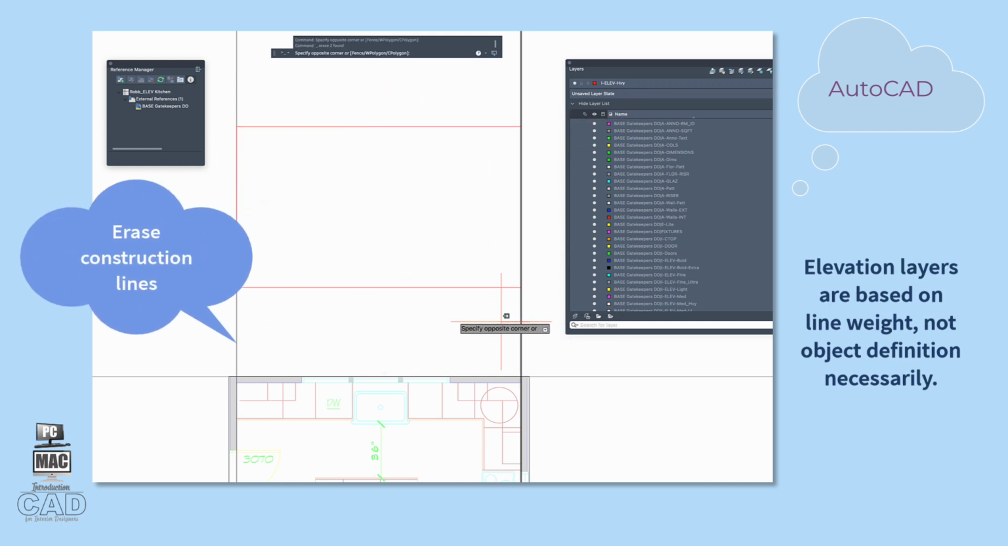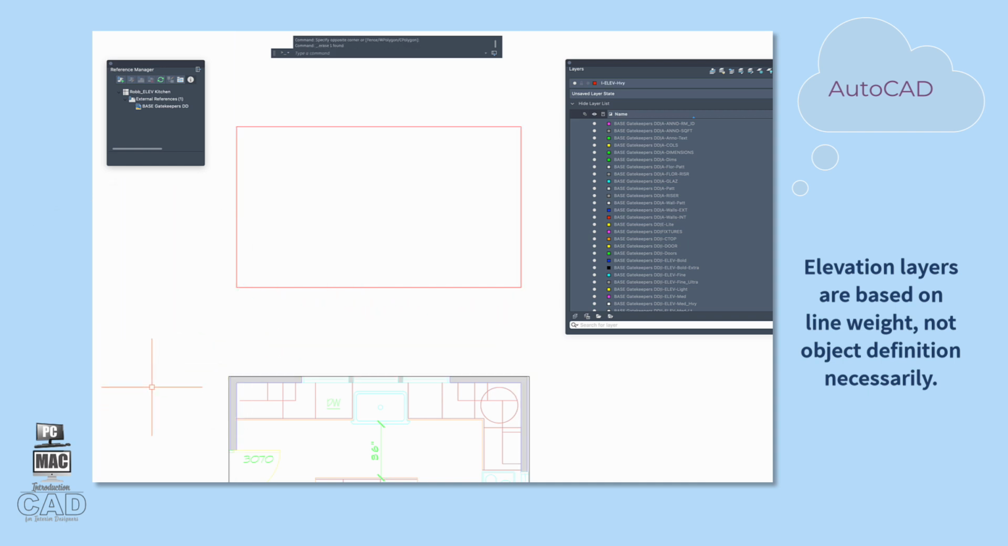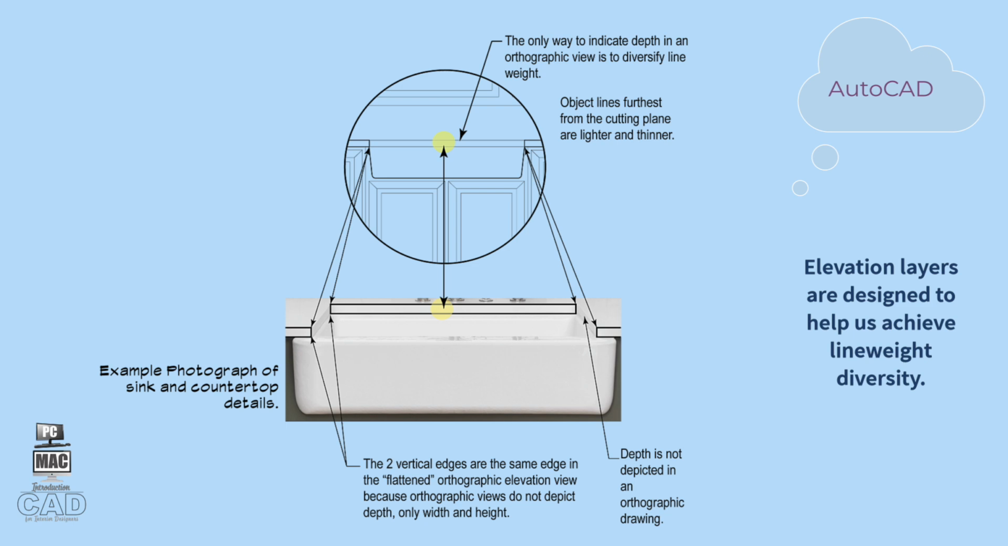Note that elevation layers are not typically defined by objects. Instead, elevation layers are defined by a series of layers that help us achieve line weight diversity. Therefore, instead of placing the elevation countertop lines, say, on the C-top layer, we will utilize the I-elevation-medium layer instead, because the line types are a medium line weight. This may seem strange to you at first, but it will be useful to you later to separate the plan view layers from the elevation view layers.